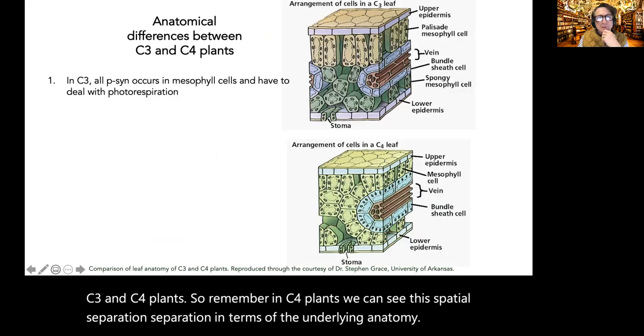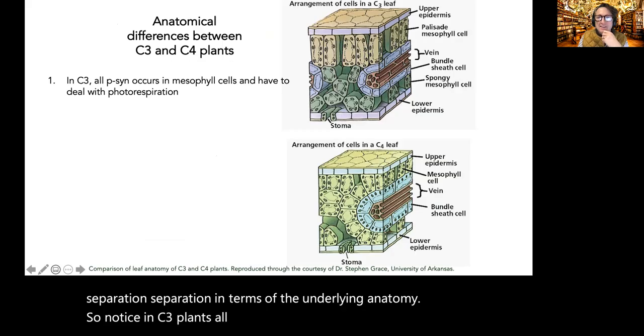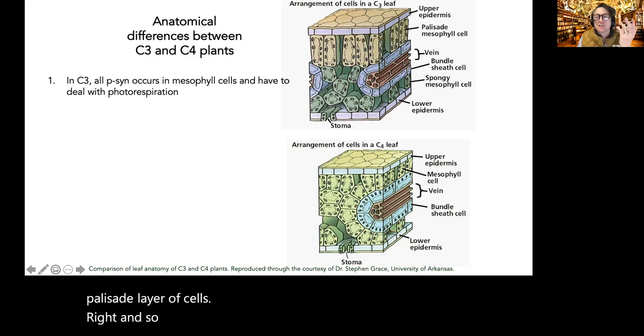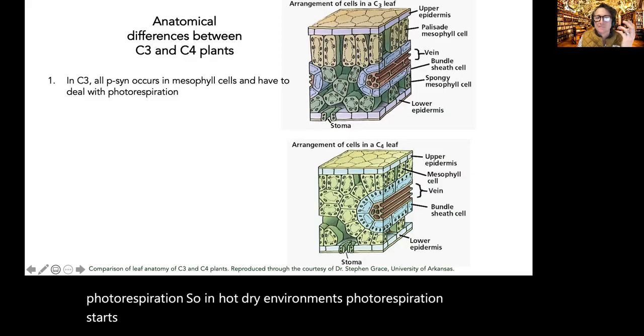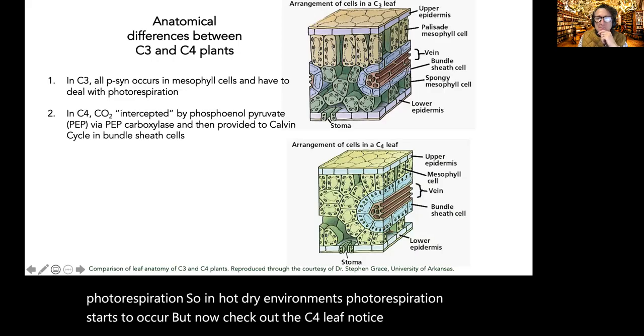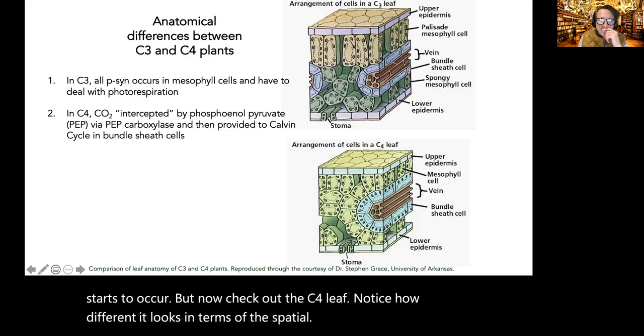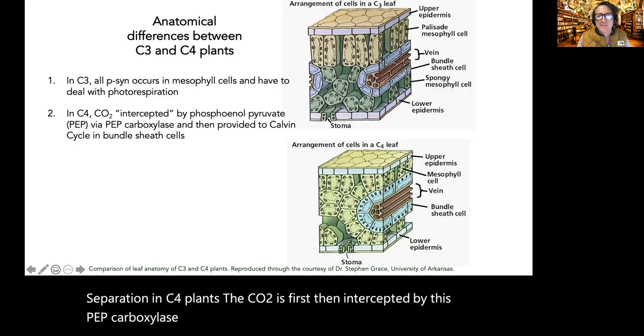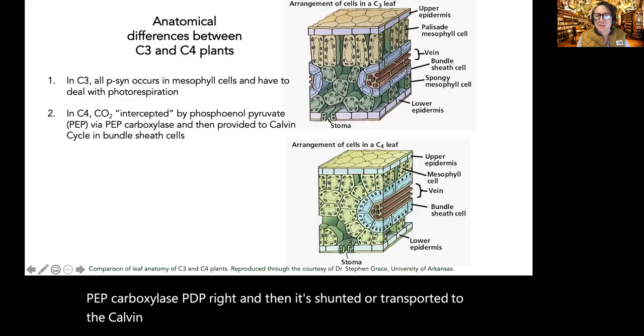So notice in C3 plants, all photosynthesis is occurring in this upper palisade layer of cells, right? And so these cells have to deal with photorespiration. So in hot, dry environments, photorespiration starts to occur, right? But now check out the C4 leaf. Notice how different it looks in terms of the spatial separation. In C4 plants, the CO2 is first intercepted by this PEP carboxylase, PEP, right? And then it's shunted or transported to the Calvin cycle or the carbon reactions within the bundle sheath cells. So here are the bundle sheath cells.